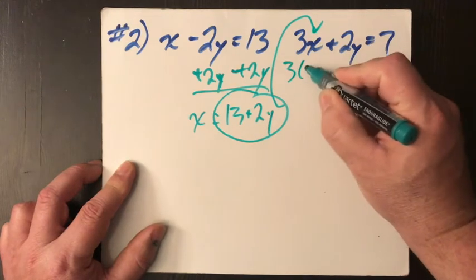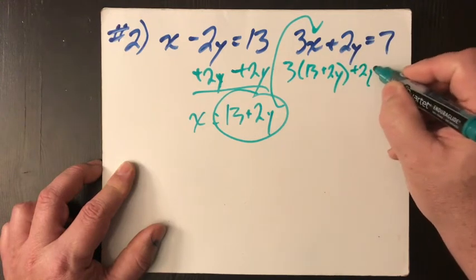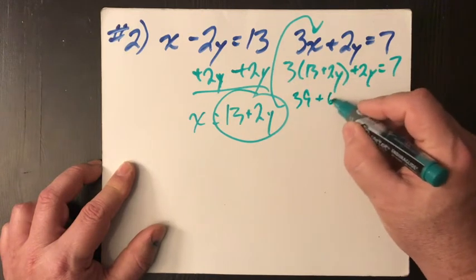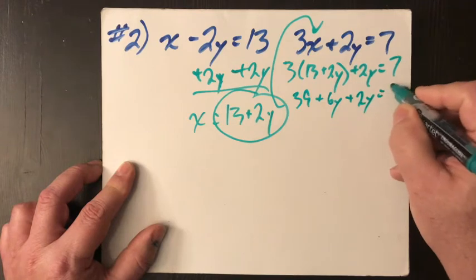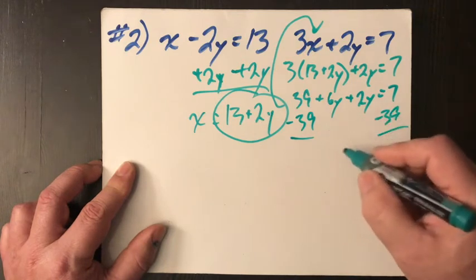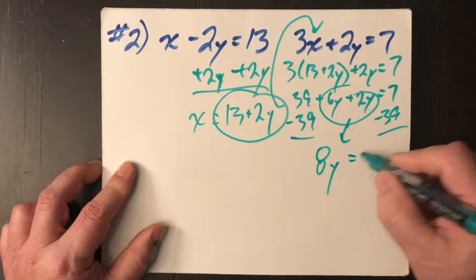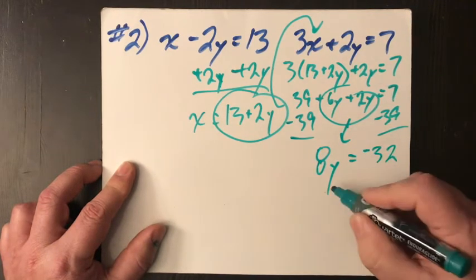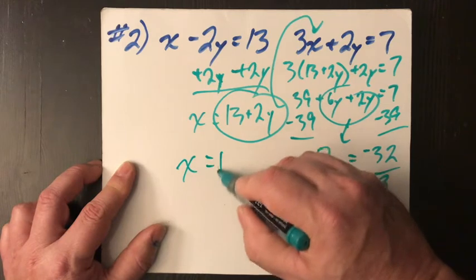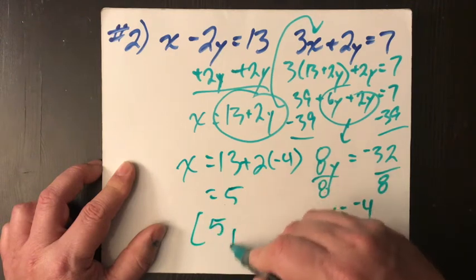And you take that and you stick it where the x is, and you get 3 times (13 plus 2y) plus that 2y equals 7. 3 times 13 is 39. 3 times 2y is 6y, plus 2y equals 7. Subtracting 39, we get, oh, I didn't simplify first, forgive me. Those simplify to be 8y equals negative 32. And then we divide by 8, and we get y is negative 4. So x is going to equal 13 plus 2 times negative 4. 13 plus negative 8 is 5. So we're pretty sure the solution is 5, negative 4.